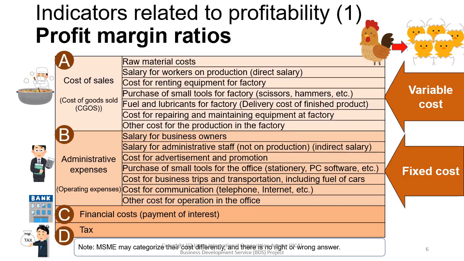Each MSME may categorize their costs differently, and there is no right or wrong answer. For example, some MSME may put all workers' salary into fixed costs because no matter what the production amount, they will not change the number and salary of their workers. Or maybe some MSME would put advertisement costs into variable costs because they may spend more on advertisement when they produce more products.